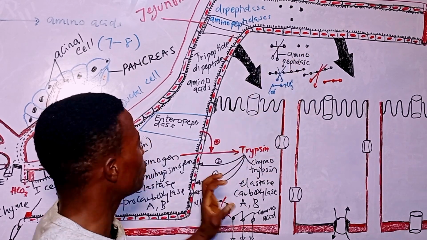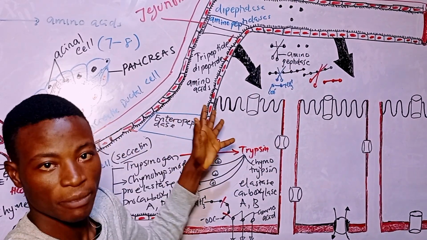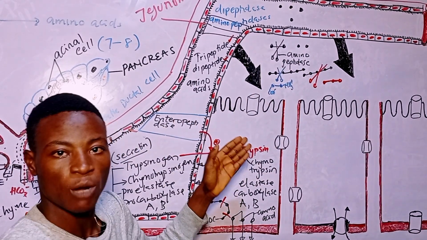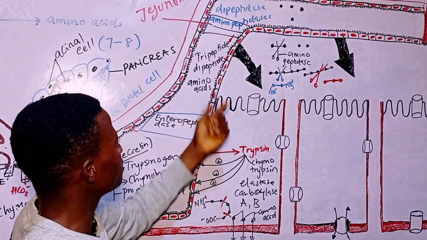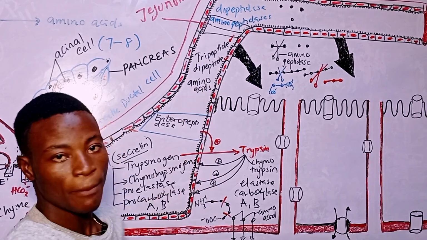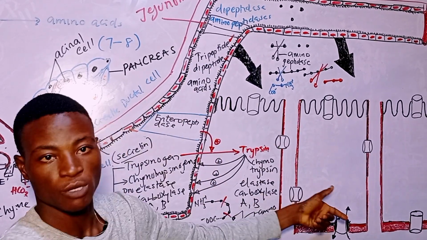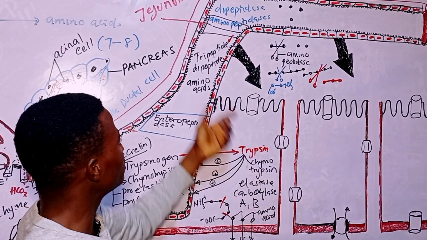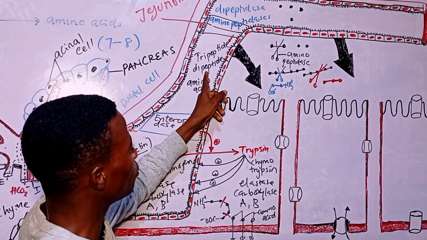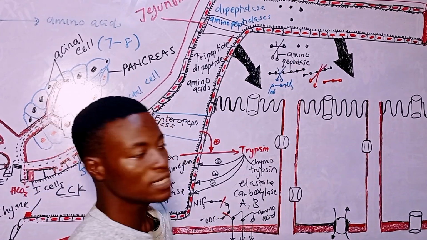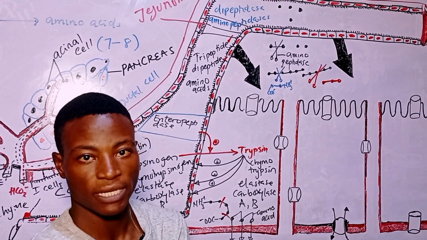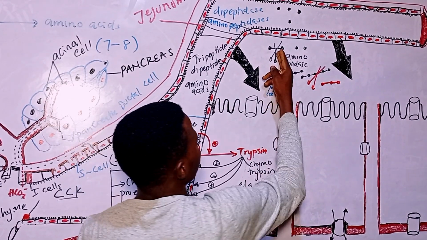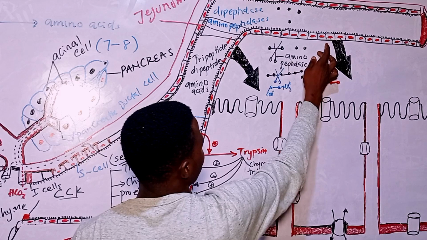And they cleave complex polypeptides into those with low molecular weight, which can be tripeptide, dipeptide, or amino acid. Amino acid will get absorbed directly into the enterocyte. Then from there, dipeptide will be acted upon by dipeptidase. Dipeptidase will cleave dipeptide into amino acids, right?